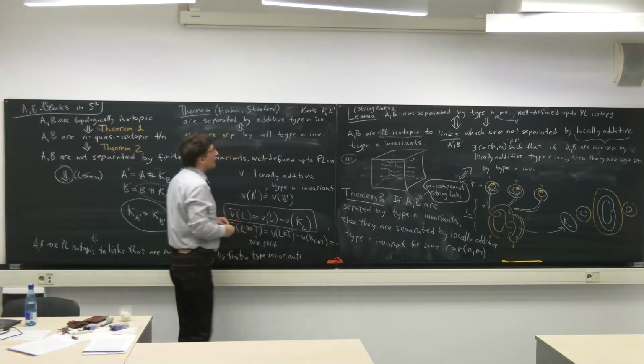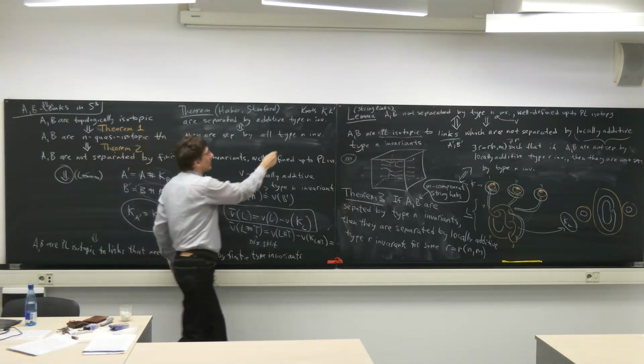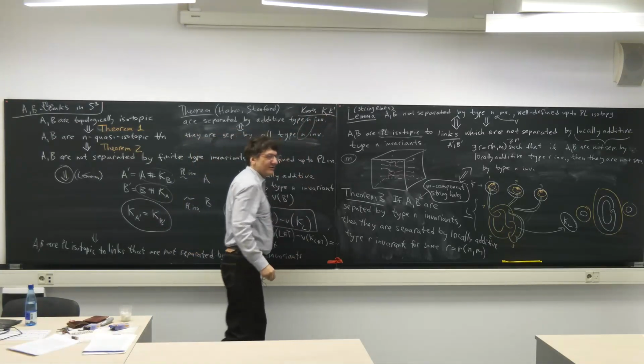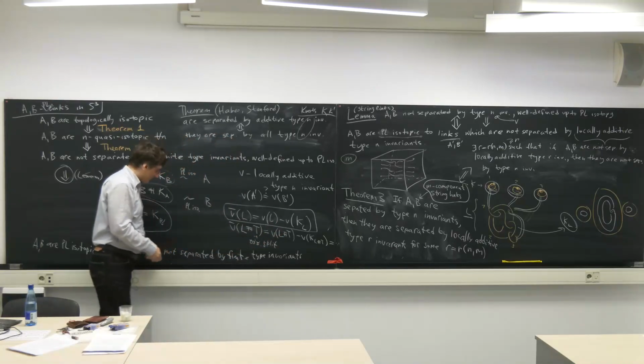Here there is no function R. Yes, here the same n, but only for knots. Links are more complicated than knots.